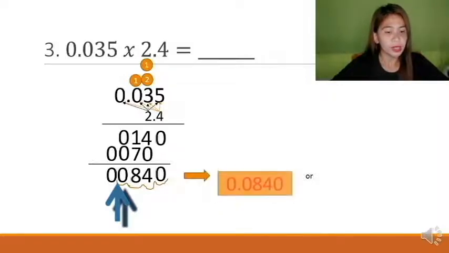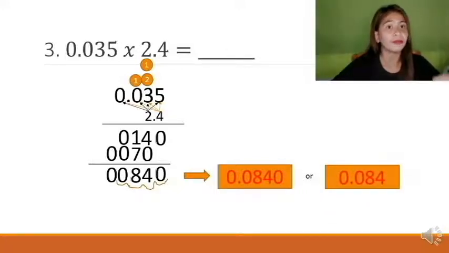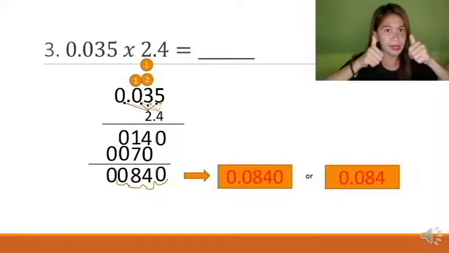So, your final answer now is 0.0840. But you can also leave out the last 0. 0.084 is fine. It depends on what is asked. It is fine without the 0, and fine with it. Okay? Gets? Very good.